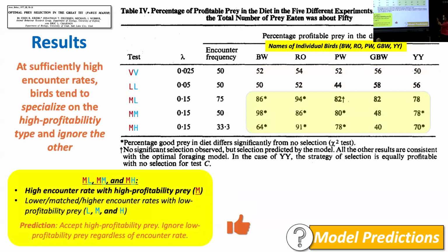But then if we flip to the other half of it, we also match our prediction. So here across those 5 birds, you see, except for a couple of outliers here, generally all of these show a significant preference for the high profitability type. So they seem to be specializing on the high profitability type once you're at a sufficiently high encounter rate with the high profitability type. And the low profitability encounter rate doesn't matter. At the point where you're eating only the high profitability prey, you're ignoring the low profitability prey and ignoring how often you see it. That's the thought here. So it seems to match those predictions.